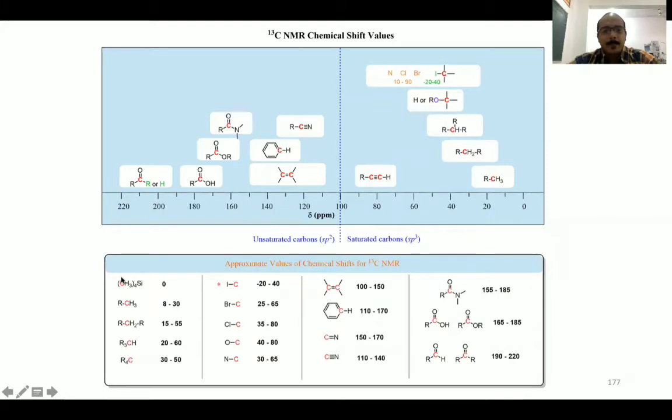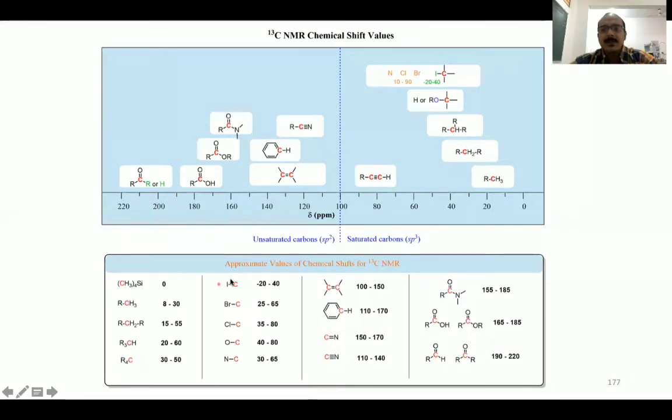Here we have given in the table the approximate chemical shift values for every kind of carbon that we encounter in the different classes of organic compounds. This is TMS, whose value will be 0. Here this is the delta value. Primary carbon 8 to 30, secondary carbon 15 to 55, tertiary carbon 20 to 60, quaternary carbon 30 to 50.